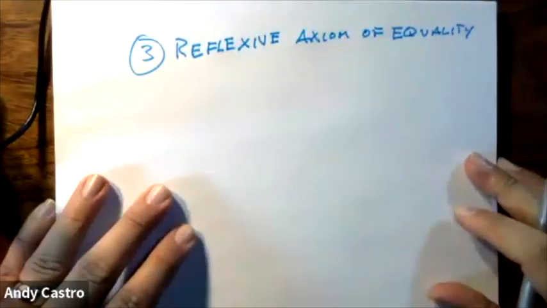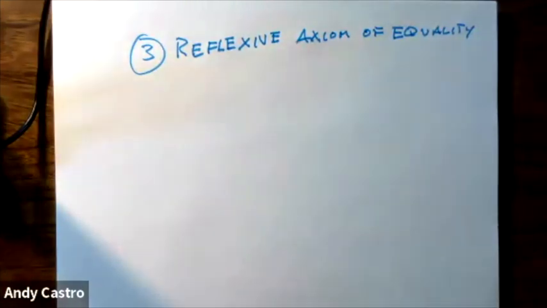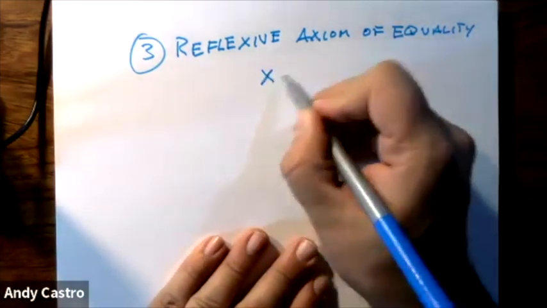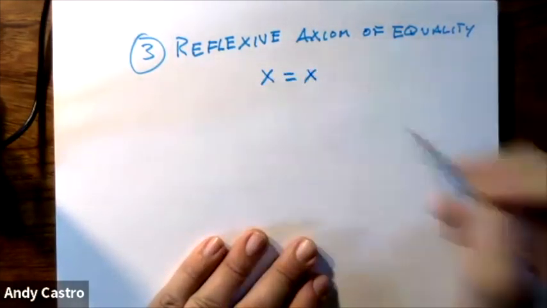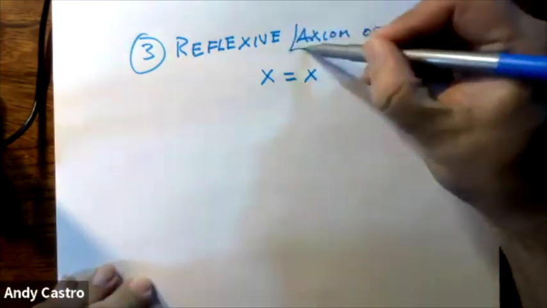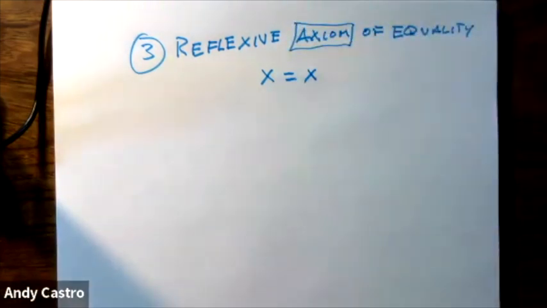And when I learned this one, I laughed out loud. I literally did. I remember learning this in class, and I didn't think this was real, but it's true. It's called the reflexive axiom of equality, and it states that x is equal to itself. X is equal to x. But again, we're dealing with axioms, and axioms are things we can't prove, but we assume that they are true.